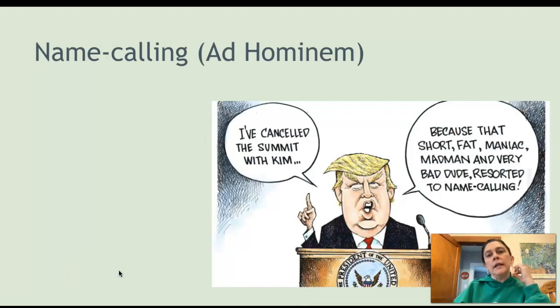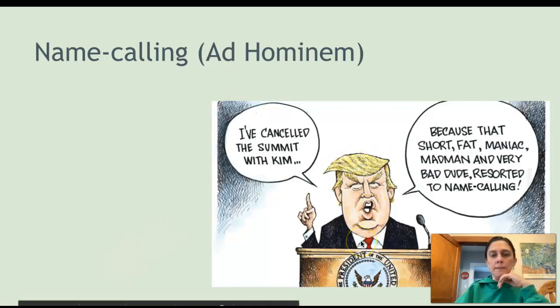Another is name calling. The fancy name for this is ad hominem. Ad hominem actually means attacking the man in Latin. So here we have a political cartoon from last year, and it is a perfect example of name calling or ad hominem. So you have Donald Trump here, and he's talking about Kim Jong-un, who is the leader of North Korea. I had a brain freeze for a minute there. So he says, I've canceled the summit with Kim because that short, fat, maniac madman and very bad dude resorted to name calling.